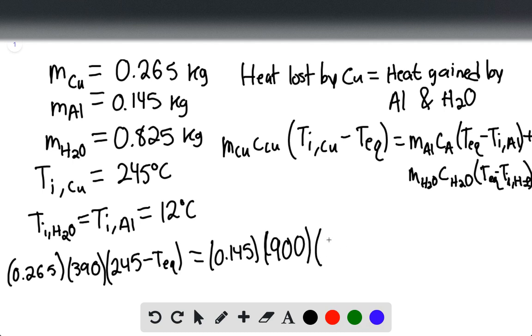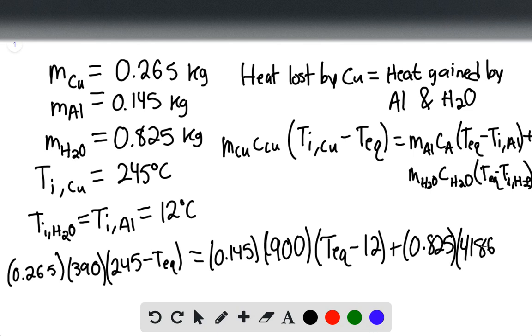And then this will be times the equilibrium temperature minus 12, plus 0.825, the mass of the water, times the specific heat, 4,186 joules per kilogram per degree Celsius. And this will be times the equilibrium temperature minus 12. Now you can use the solve function on TI-84, TI-85, or TI-89 in order to solve for the equilibrium temperature.